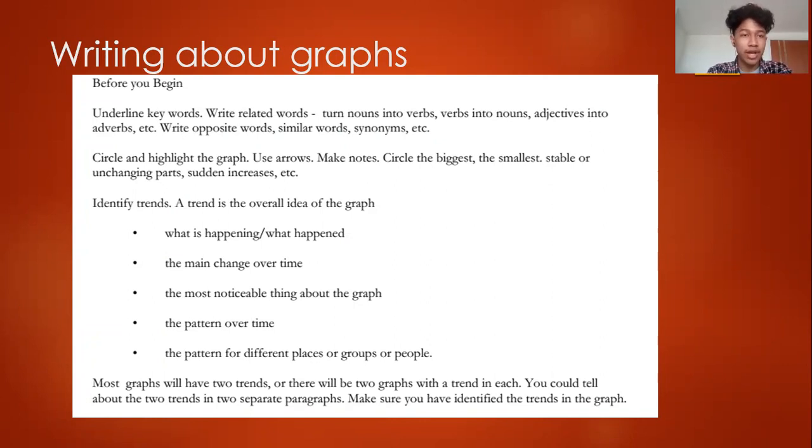And the next part, we have to identify the trends. Well, a trend is the overall idea of the graph, like what is happening there, what changes happen over time, the most noticeable thing about the graph, the pattern over time, and the pattern for different places or groups of people. Most graphs, pie charts, or diagrams will have two trends, and there will be two graphs with a trend in each. You can write about the two trends in two separate paragraphs. So make sure you have identified the trends in the graph.